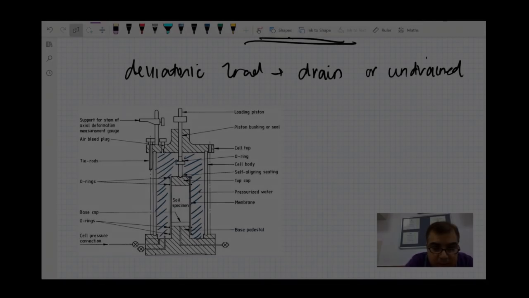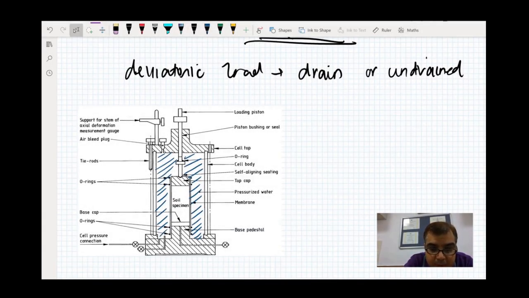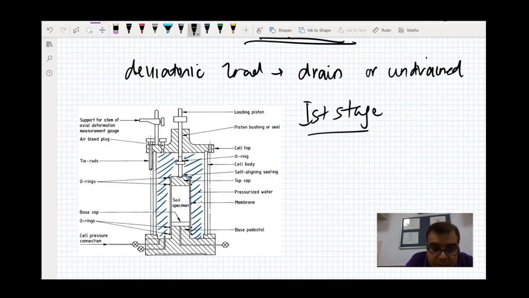Same triaxial cell which I have zapped over here. So once this chamber is pressurized with water in the first stage, that's my first stage. If I pressurize this water, then I have two choices. First is to allow the water to escape from here. So that's my escape path.